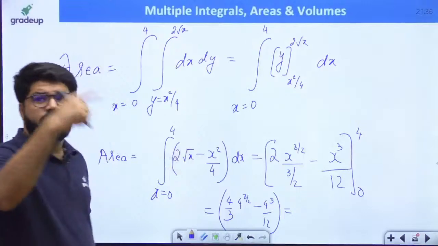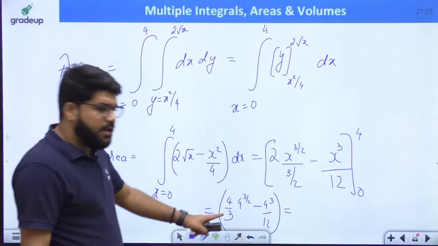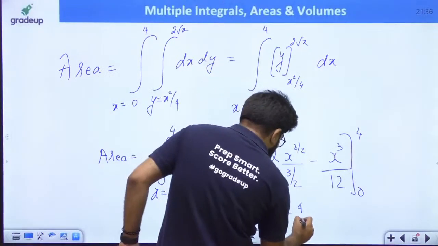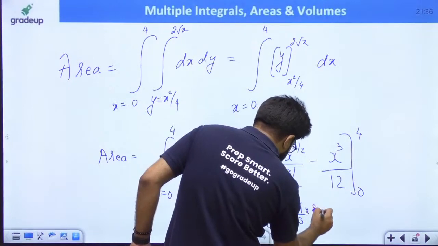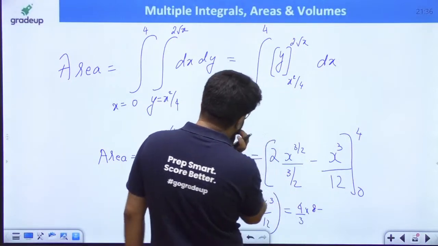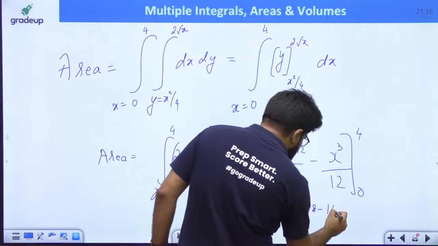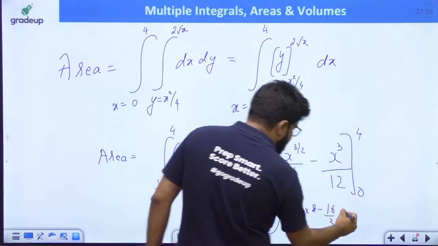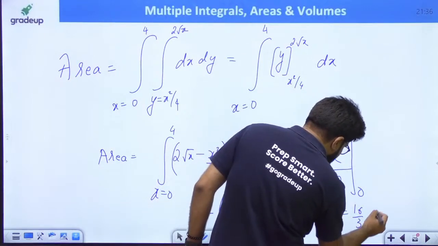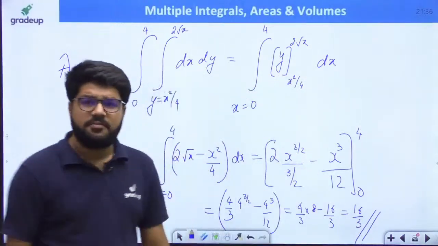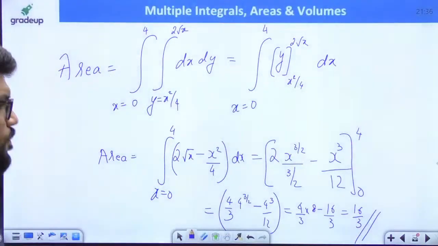4 to the power 3 by 2, guys, 4 cube is 64. Under root of 64 is 8. So 4 by 3 multiplied by 8 minus 64 by 12. Cancel by 4 directly. So it becomes 16 by 3. This is 32 by 3 minus 16 by 3. Final answer is 16 by 3, guys. The final answer is 16 by 3.